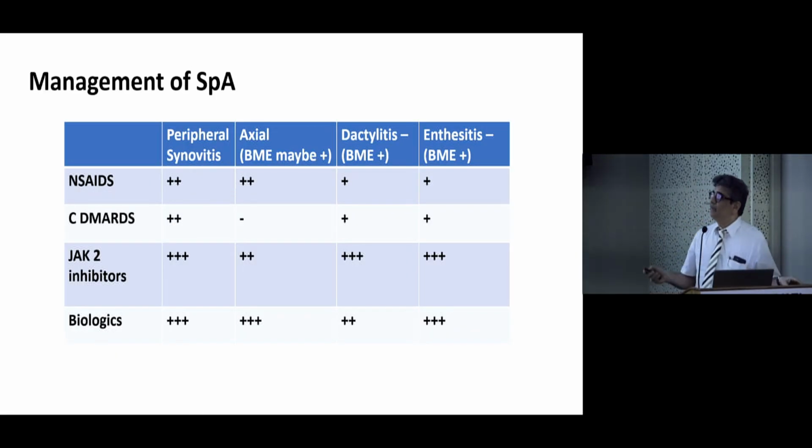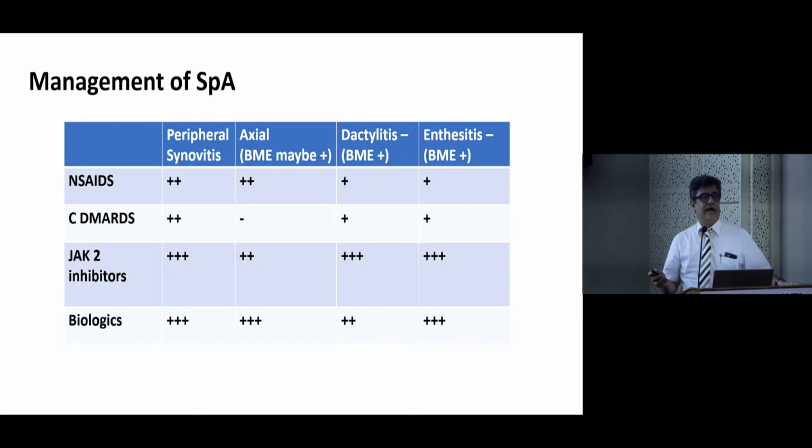So this is a very important slide. I think one of the take-homes here is that the domains are given here and the drugs which act on them I've given here. Anti-inflammatories are good for peripheral synovitis and axial disease, and when it comes to something like dactylitis and enthesitis, it also helps, but probably a little less.